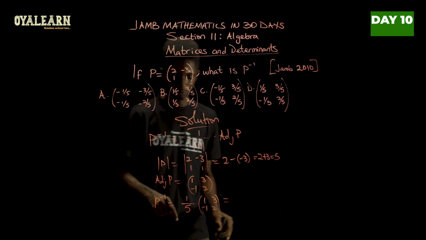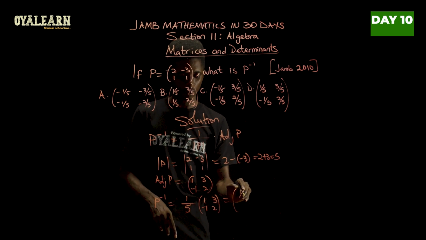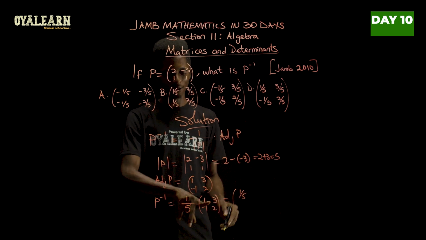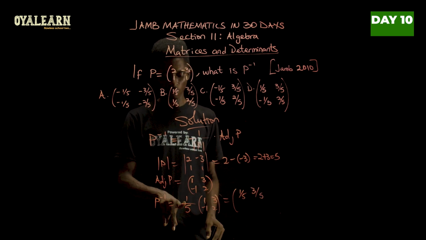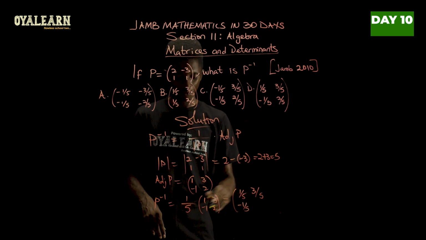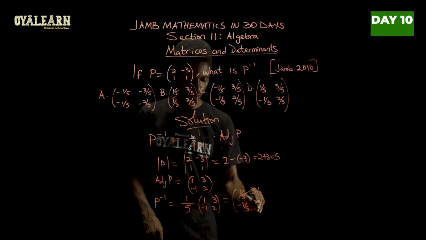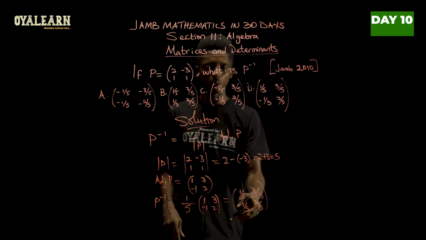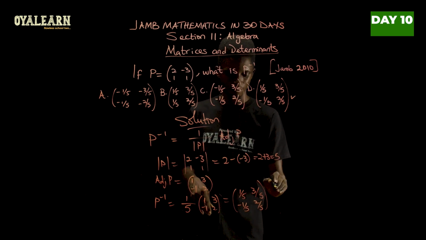Now let's multiply. 1 over 5 times 1 will give you 1 over 5. 1 over 5 times 3 will give us 3 over 5. And 1 over 5 times minus 1 will give us minus 1 over 5. And 1 over 5 times 2 will give us 2 over 5. Now, when we compare with the options we have here, the correct one is D.